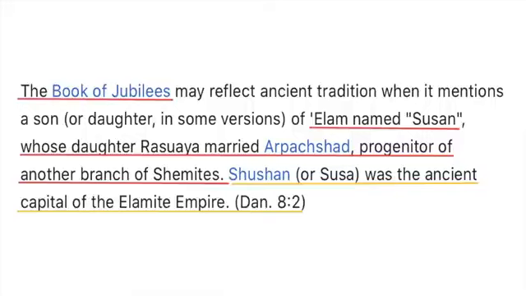But there is a tradition in the Book of Jubilees that Arphaxad married an Elamite. So Elam named Susan, whose daughter Rasuaya married Arphaxad, progenitor of another branch of Semites. Shushan, or Susa, was the ancient capital of the Elamite Empire, mentioned in Daniel chapter 8, verse 2. So you have Arphaxad, an ancestor of Abraham, marry an Elamite, according to the Book of Jubilees.